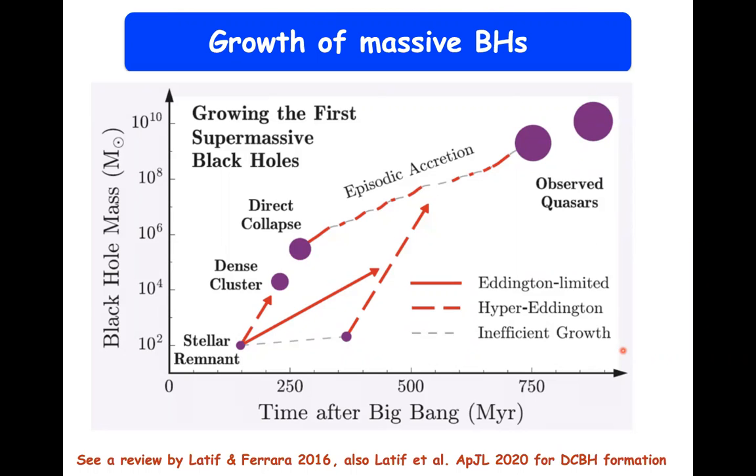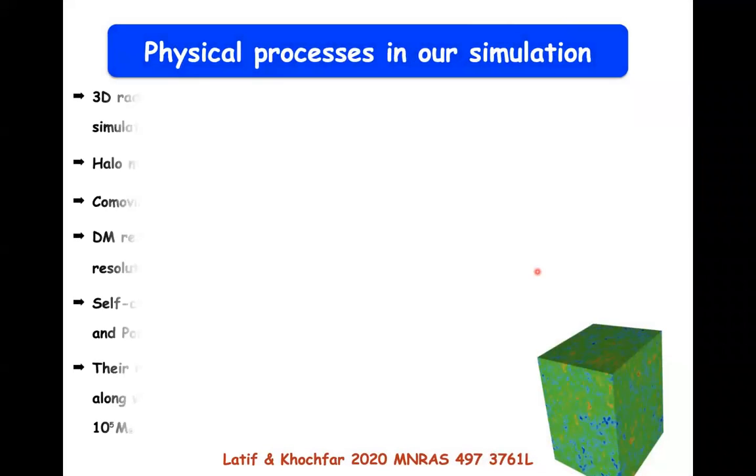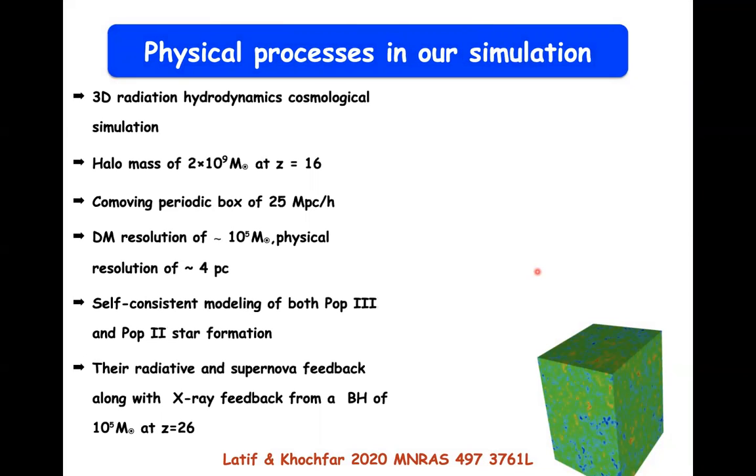Now, if you look at the various black hole formation mechanisms, they predict black holes of 100 to 100,000 solar masses. In the rest of my talk, I'm going to assume that one of the progenitors of my simulated halo has formed a massive black hole of 100,000 solar masses via the direct collapse model, and I'm going to explore its growth via a 3D radiation hydrodynamics cosmological simulation.